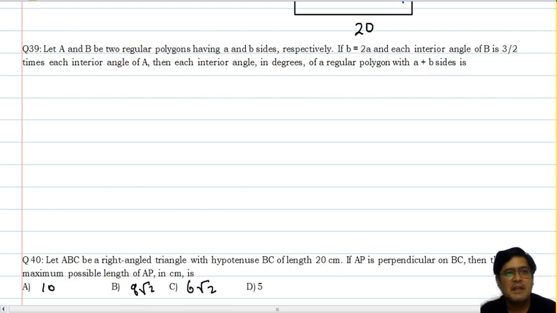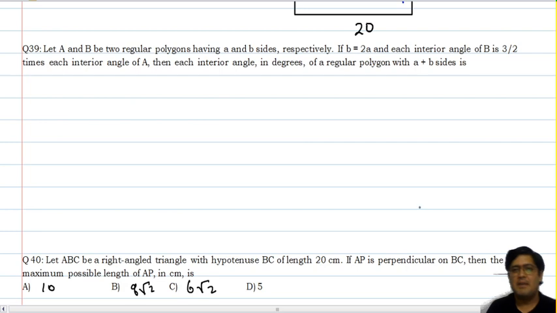Let A and B be 2 regular polygons having sides A and B respectively. If B is equal to 2A, and each interior angle of B is 3 by 2 times each interior angle of A, then find the exterior angle in degrees of a regular polygon with A plus B sides.